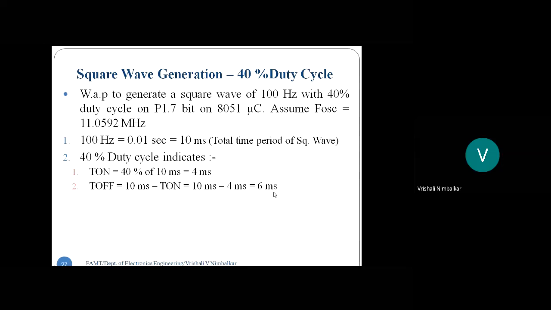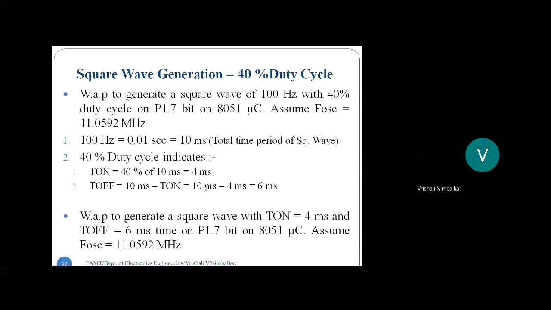Is that fine? Now, because of this different T on and T off time period, the same problem statement can be given in some different way. Earlier, what was the problem statement? Generate a square wave of 100 Hz. Now, what is the problem statement? See here, the meaning of the logic is the same, but the statement formation is a bit different.